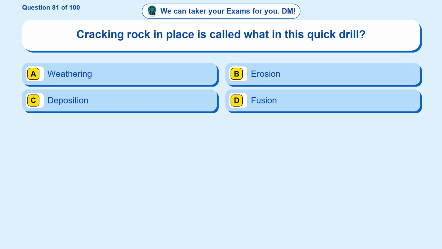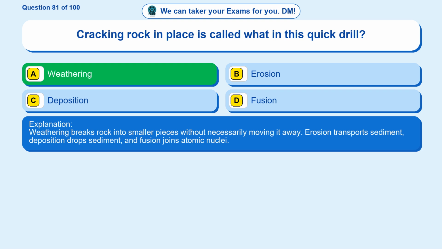Question 81. Cracking rock in place is called what in this quick drill? Option A, weathering. Option B, erosion. Option C, deposition. Option D, fusion. The correct answer is option A. Weathering. Weathering breaks rock into smaller pieces without necessarily moving it away. Erosion transports sediment, deposition drops sediment, and fusion joins atomic nuclei.